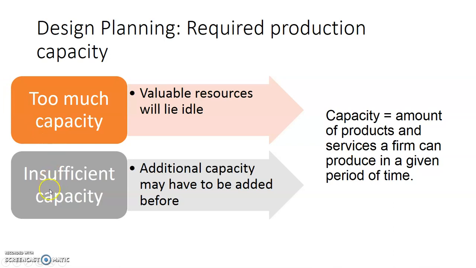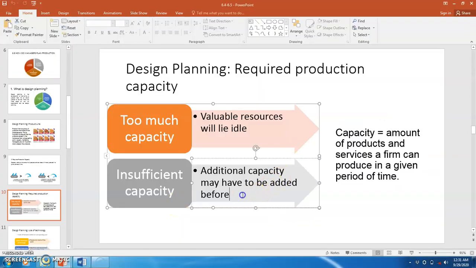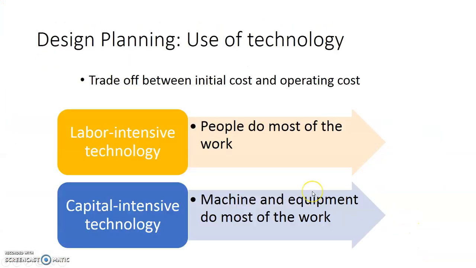And insufficient capacity means that you have 10 rooms, but in a day, people always request like 20 group requests every day. Meaning that additional capacity may have to be added. Why is it written "before" here? Maybe we have a typo error.